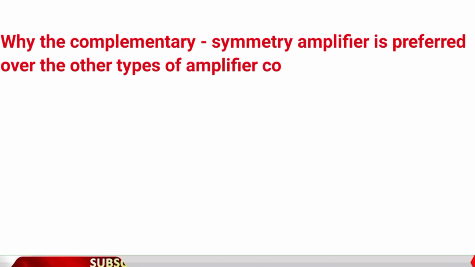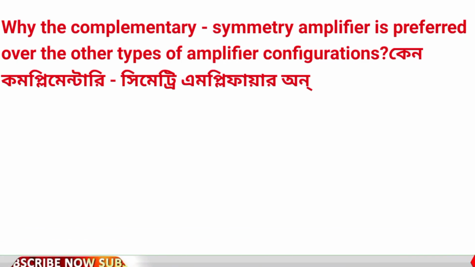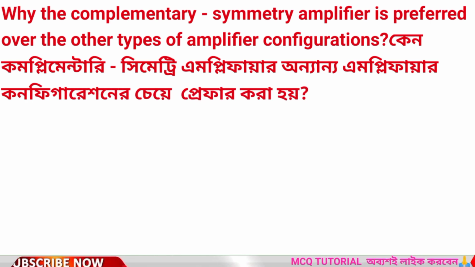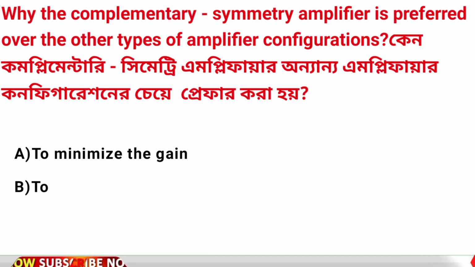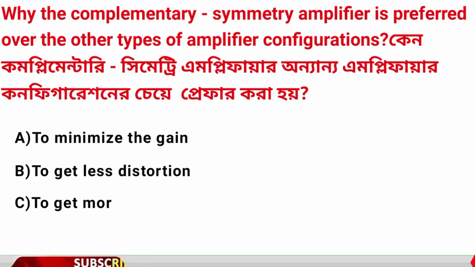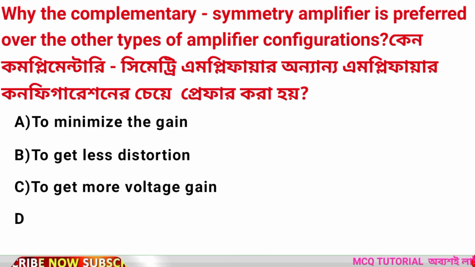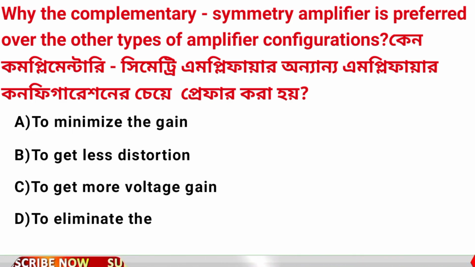Why is the complementary symmetry amplifier preferred over other types of amplifier configuration? Option A, to minimize the gain. Option B, to get less distortion. Option C, to get more voltage gain. Option D, to eliminate the transformer.